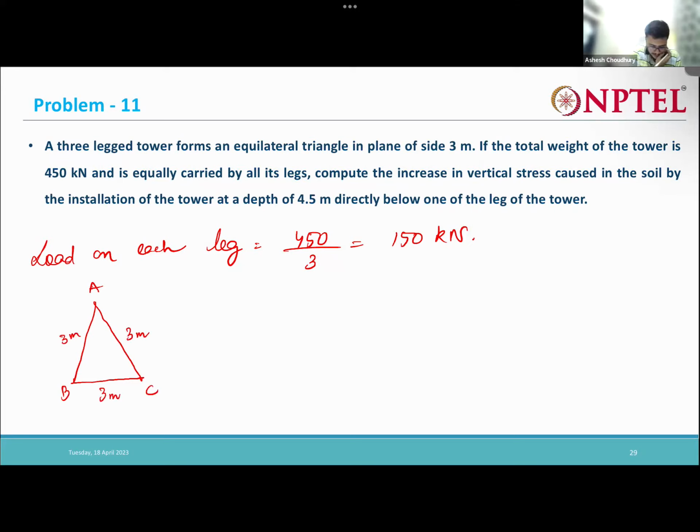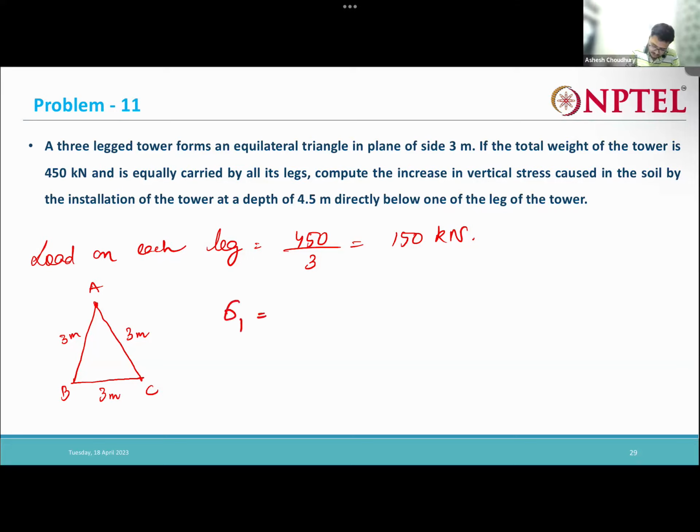Okay, tower is there. Now we are to find the vertical stress at any point below any one of the legs. Okay, say we consider leg A. Okay, so below the leg A, we are finding the increase in stress, right? And what depth below? It's at a depth of 4.5 meter. We need to find it. Okay. Now see, due to the load on leg A, what is the increase in stress below A? Let us find it out.